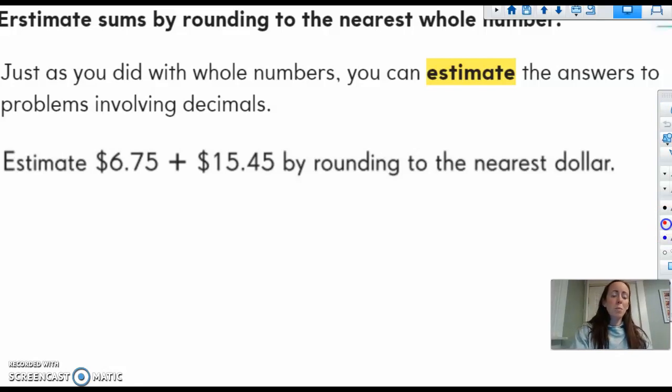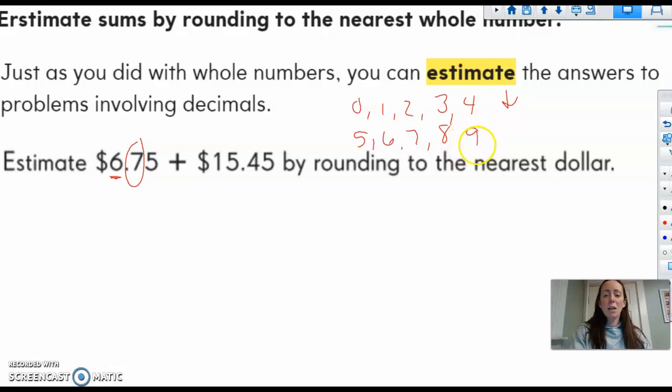So what that means is I'm going to look at my ones place, and my tenths place is going to help me do that rounding. We remember our digits, so 0, 1, 2, 3, and 4 would make us round down. 5, 6, 7, 8, and 9 would make us round up. So that 7 is going to make my 6 jump up to a 7. So $6.75 is going to round to $7.